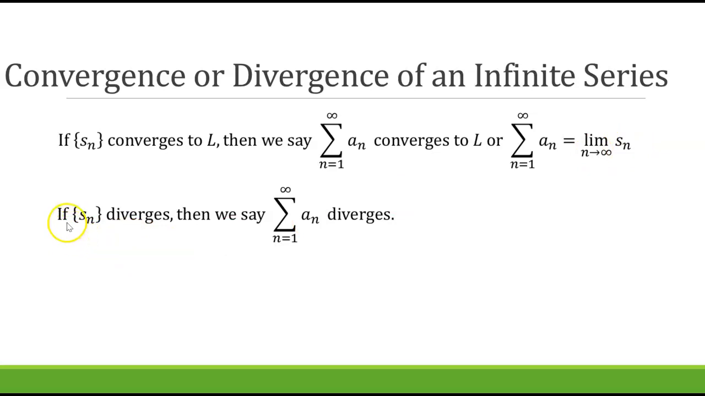Now, similarly, if that partial sum list diverges, then we would say that the corresponding infinite series, the sum of n equals 1 to infinity of a sub n, also diverges. So this whole theorem here is really dependent upon us actually having the formula for the list of partial sums, right? That is what S sub n is.